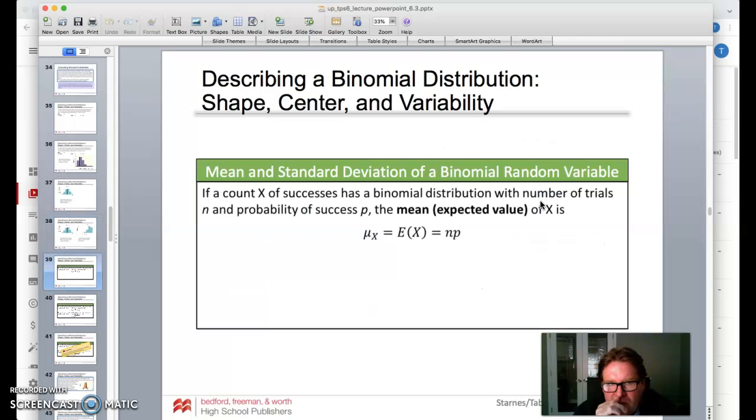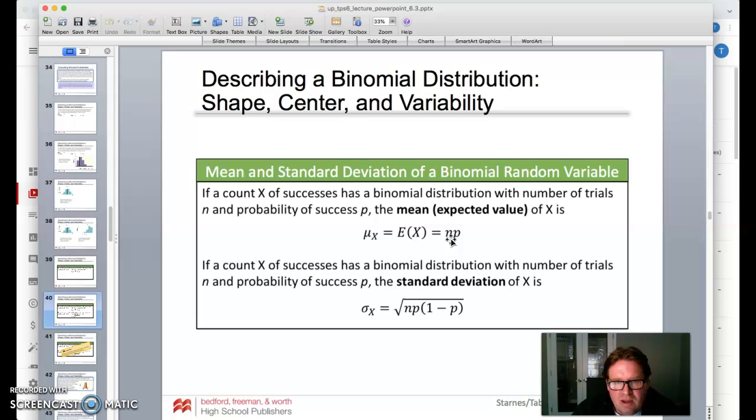And so with this, if a count X of successes has a binomial distribution with the number of trials n and probability of success p, the mean, the expected value, we can simply find by taking n times p. So take that number of trials times the probability of success. That's how you find the mean.